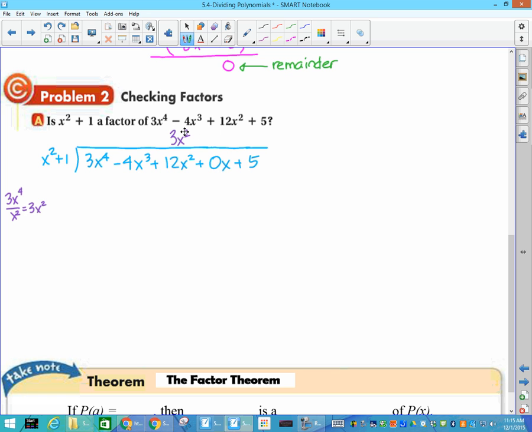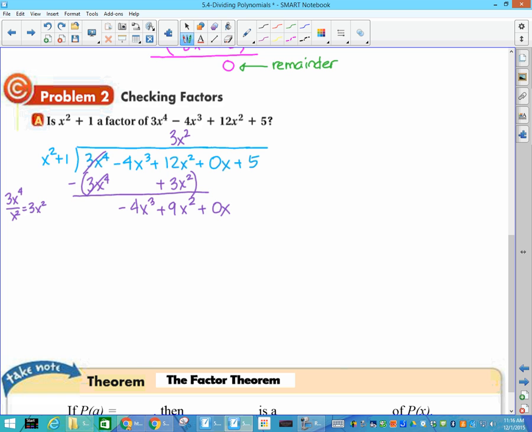And now I'm going to multiply. 3x squared times 1, that's 3x squared, lining up my like terms. And 3x squared times x squared is 3x to the 4th. And that's, of course, positive because there was no negative. And I'm going to subtract these. So when I subtract, those are the same, goes away. I'm going to carry that down because basically I'm subtracting zeros. So this becomes negative 4x cubed. 12 minus 3 is 9x squared. And then I bring down my next term, which is 0x.